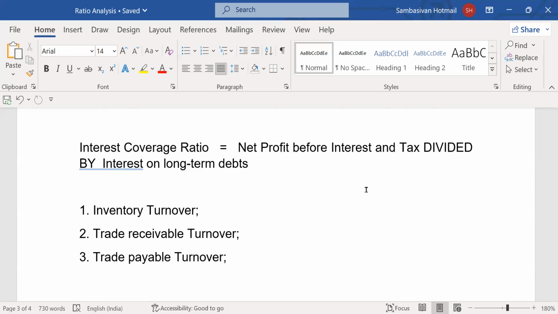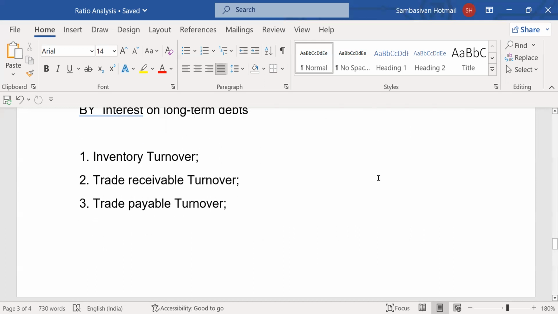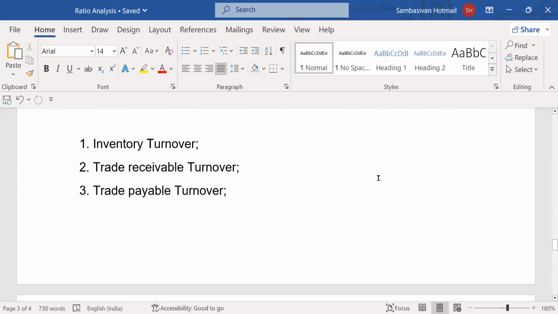I think that it has some error. Interest coverage ratio is EBIT, net profit before interest, tax and dividend, divided by interest on long term debt. Okay. It is the right formula.